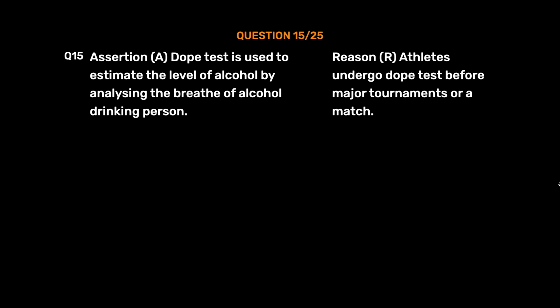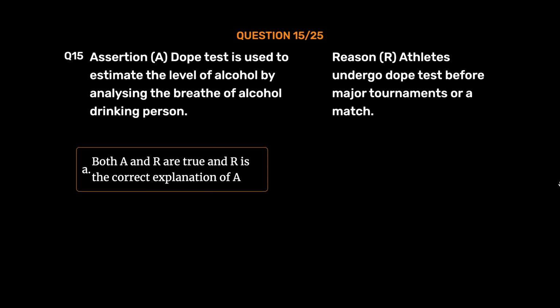Question number 15. Assertion A. Dope test is used to estimate the level of alcohol by analyzing the breath of alcohol drinking person. Reason R. Athletes undergo dope test before major tournaments or a match. Option A. Both A and R are true and R is the correct explanation of A.